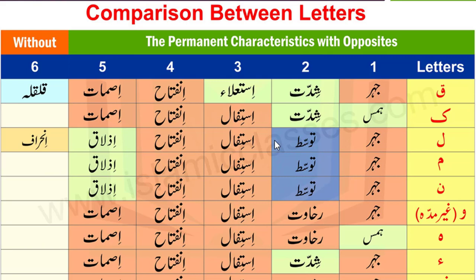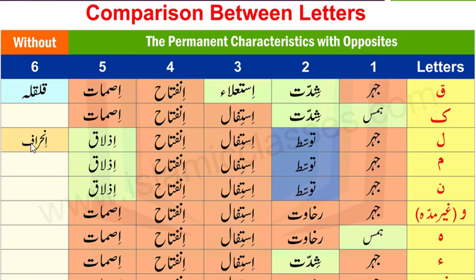Lam, it has jahar, tawassut, istifal, tawassut in the lam, right? Just remember, ja'alna, we cannot say it too hard, alhamdulillahi rabbil alameen. In the lam, in the mim, in the noon, these three letters have tawassut quality, and the jahar, the next is istifal, infitah. In the lam it has jahar, tawassut, istifal, infitah, itlaq and inhiraf, right?